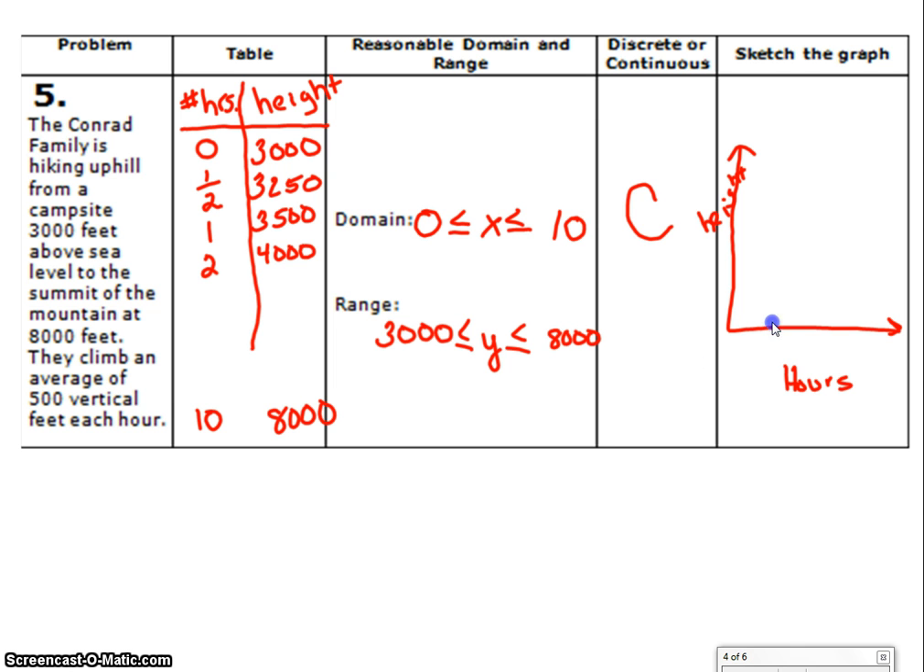Okay, I know that at 0 hours they started out at 3,000. So let's just say we're about right there. Okay, I know at half an hour they're a little bit higher, and so on. At 1 hour they were 3,500. Okay, I also know this is continuous, so I'm going to draw my graph like that, and I know that it has to stop at, let's say this is my 10 hours right there. Okay, so that would be a descriptive graph, or a basic sketch of the graph that describes this situation.